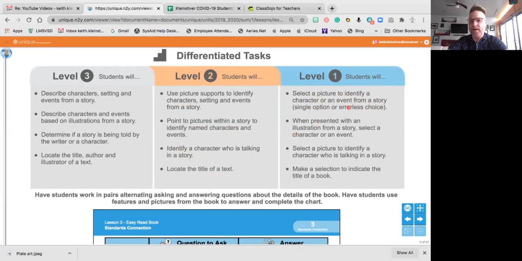So that means errorless correction is a term used that they really can't make an error, because you're either directing them to the correct answer or they only have one option. When presented with an illustration from a story, select a character or an event. Select a picture to identify a character who's talking in a story. Make a selection to indicate the title of the book.